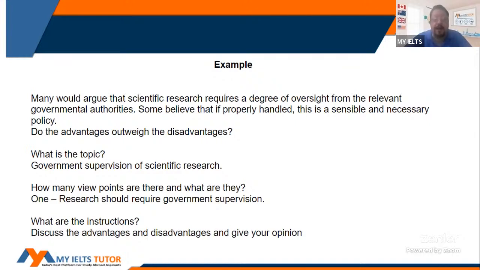So what is the topic? Basically, it boils down to government supervision of scientific research. Now, how many viewpoints are there? Of course, I have it written down, but there's one. Research should require government supervision, and we get that from the second sentence, where it says, some believe this is a sensible and necessary policy.